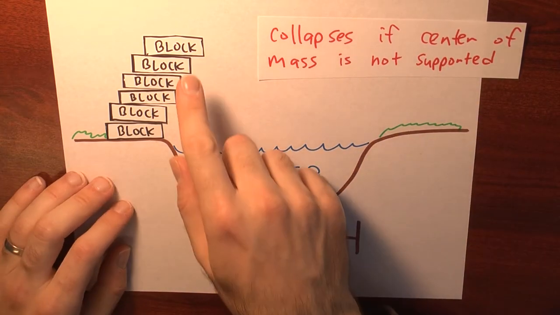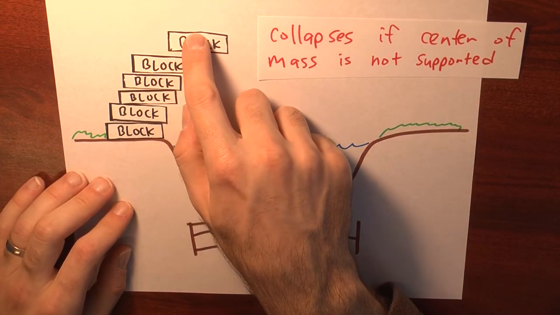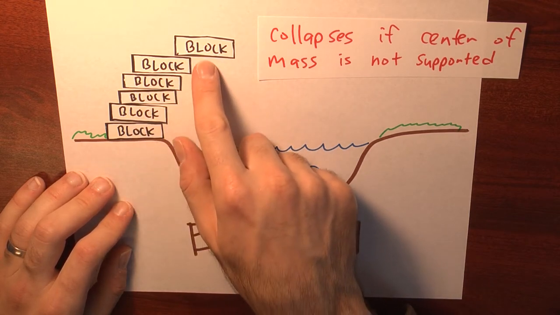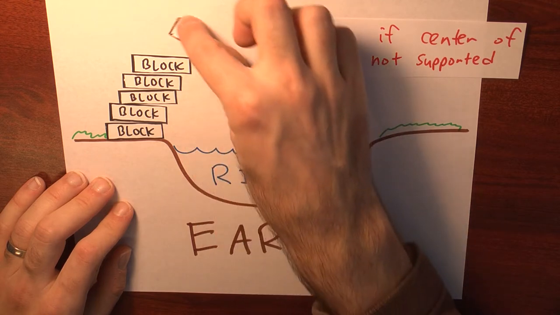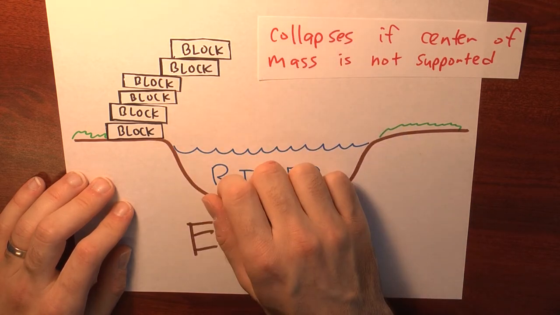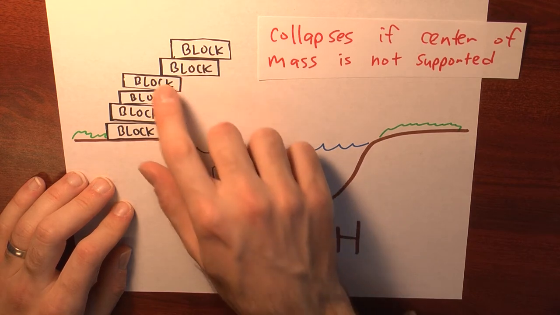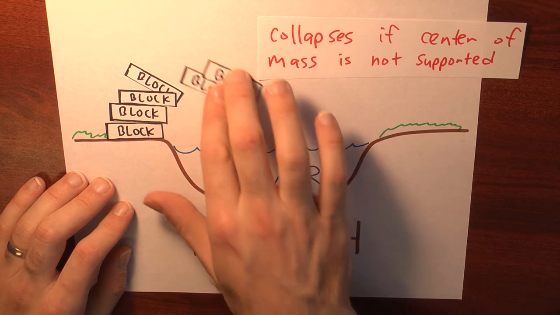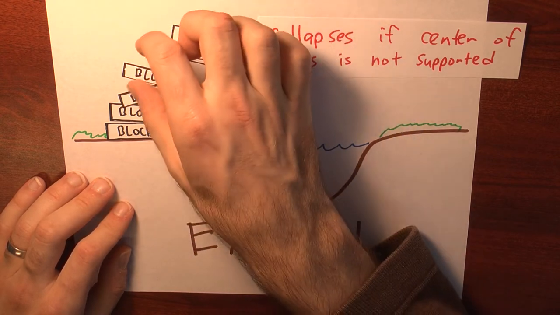What I mean by that is that if the center of mass of the first block isn't supported by the second block, then that first block will fall off. If the center of mass of just the first two blocks together, which is maybe over here somewhere, isn't above the third block, then those two blocks are going to fall, and my tower is going to collapse. So that's the issue.